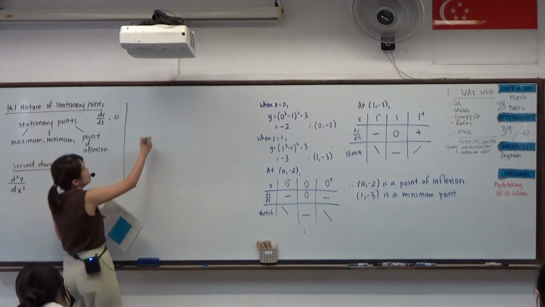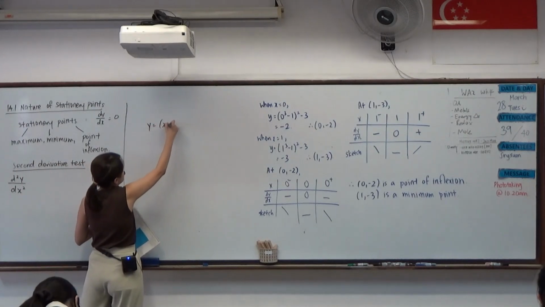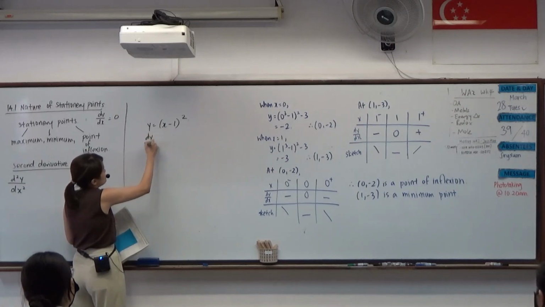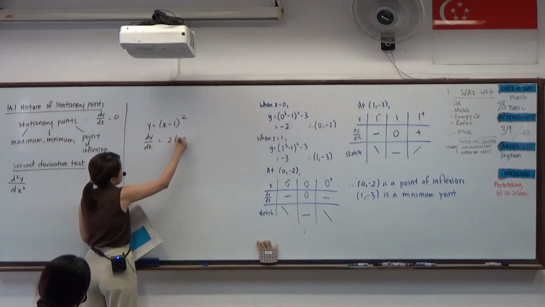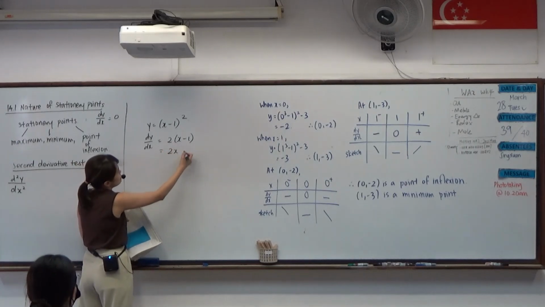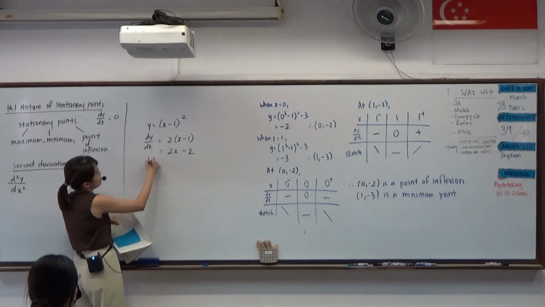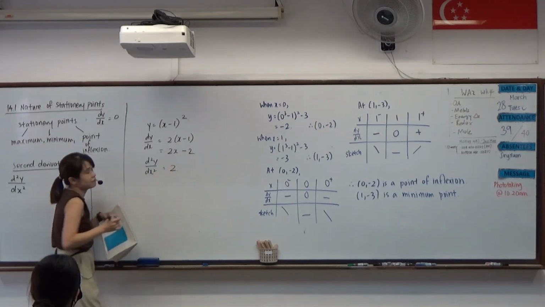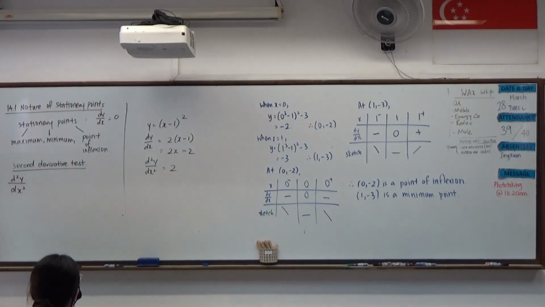So for example, if let's say y is equal to (x − 1)², then your dy over dx will be 2(x − 1), and then this simplifies to be 2x − 2, and then your second derivative, differentiating this, you will get the value. So that is what we mean by second derivative.